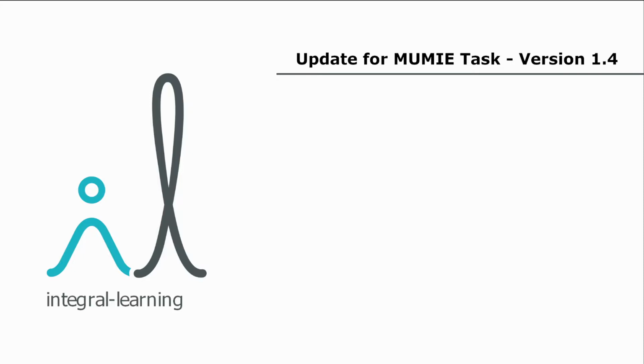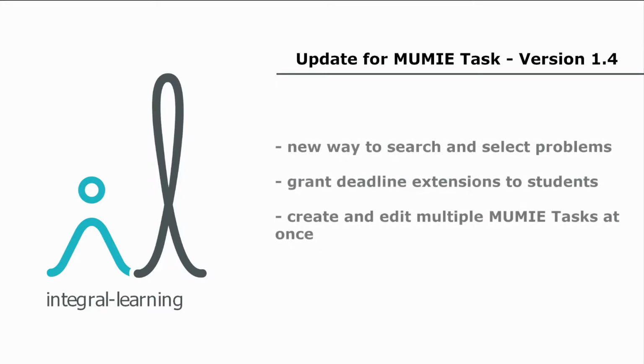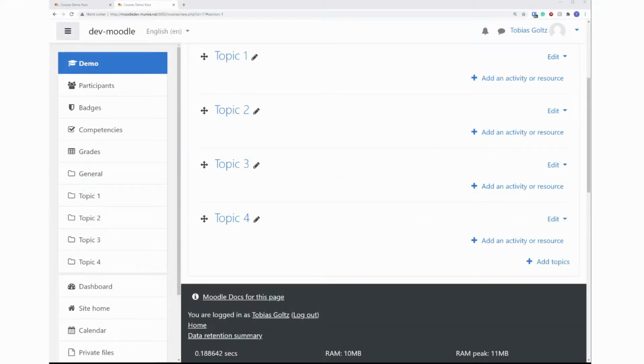Generally speaking, there are three big new features I would like to show to you today. The first one is a new method we have implemented to search for problems and to select them. The second one allows you as a teacher to give a due date extension to a student. And the third one allows you to create multiple MUMIE tasks at once and to change properties of more than one MUMIE task in a course at once as well. So let's jump into the first feature.